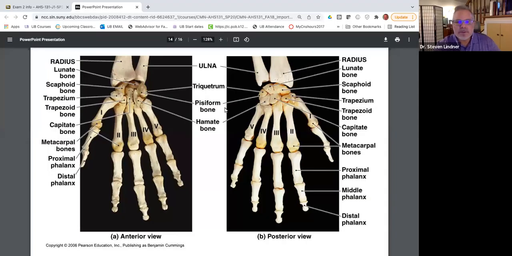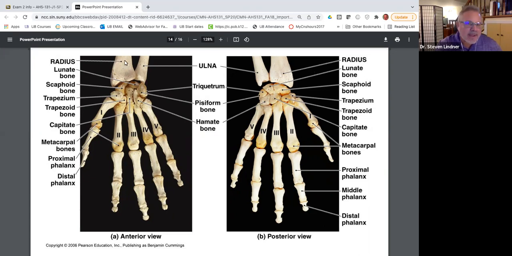Okay, we are going to finish up osteology of the upper extremity. In a previous video, we covered the clavicle and the scapula. We did a separate video for the humerus, which is known as the arm, and then another video on the forearm for the radius and ulna. And now we're going to be looking at the hand.